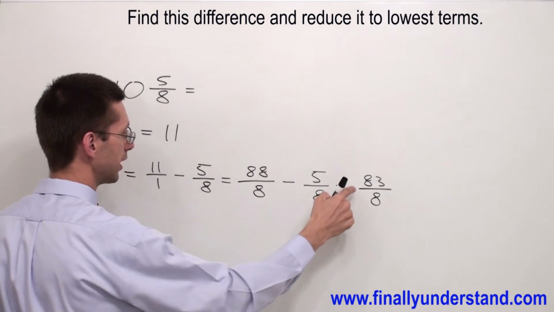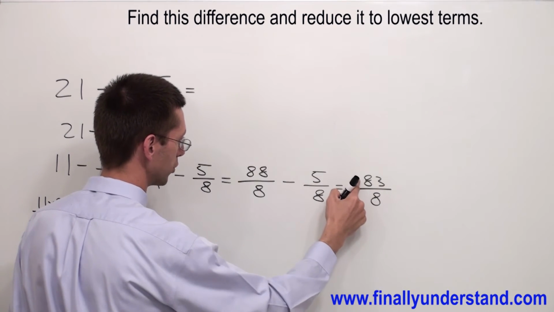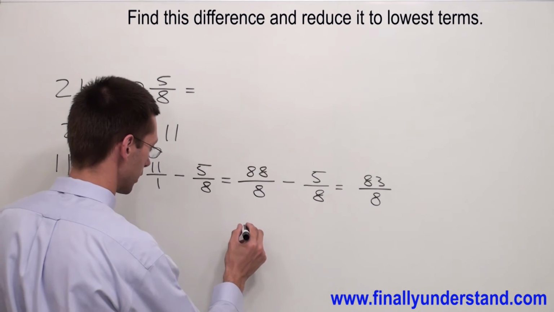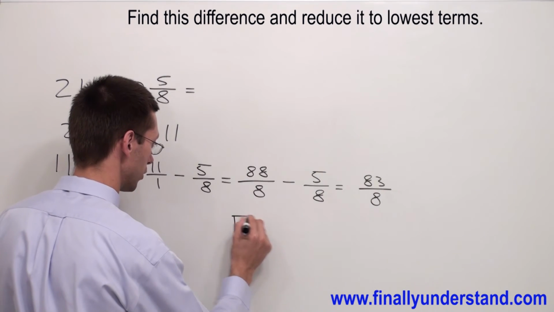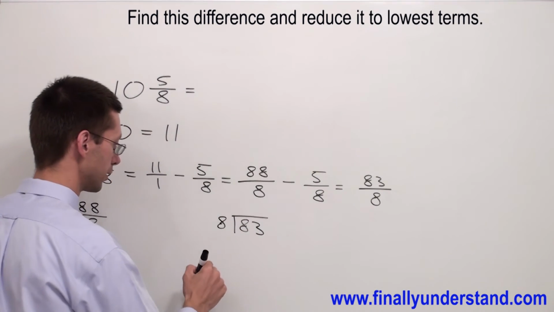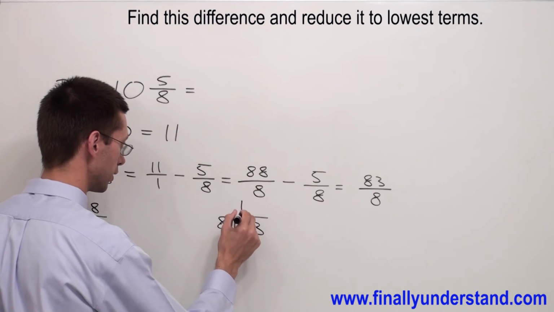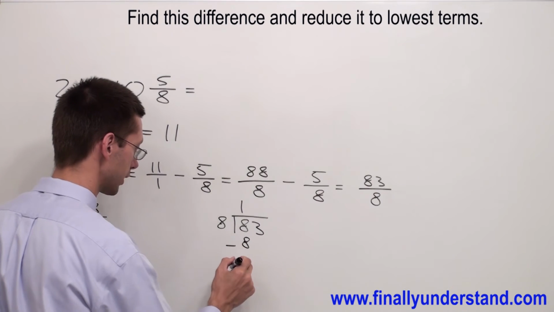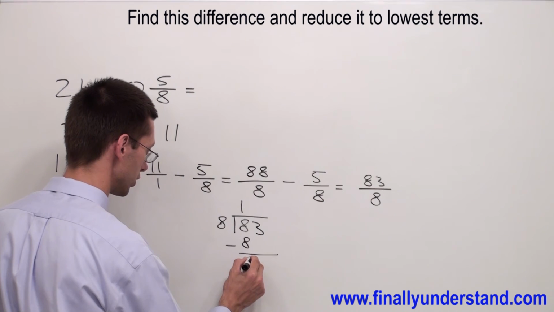Now I'm not seeing any common factor for these two numbers. That's why I have to perform the long division. I have 83 over 8. How many times does 8 go into 8? 1. 1 times 8 is 8. Subtract, 8 minus 8 gives me 0.